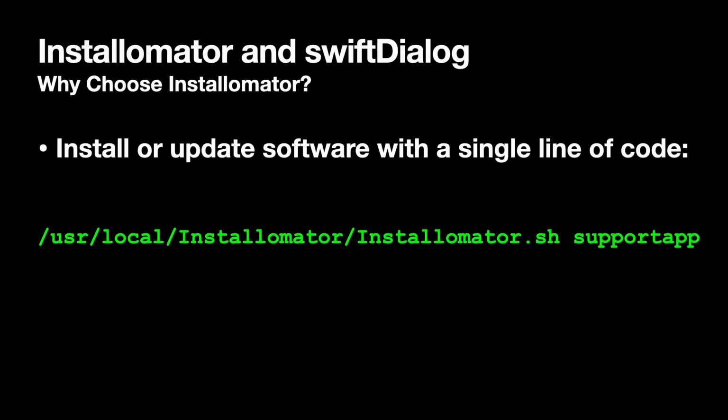So with Installomator, you can install or update an application with a single line of code like this. The Installomator script lives on your computer. You tell it which app you want to install. You can add additional options, but at the core of it, running this on a Mac with Installomator on it will either install or update support app, for example. And if there's no update needed, it will just exit quietly and do nothing.